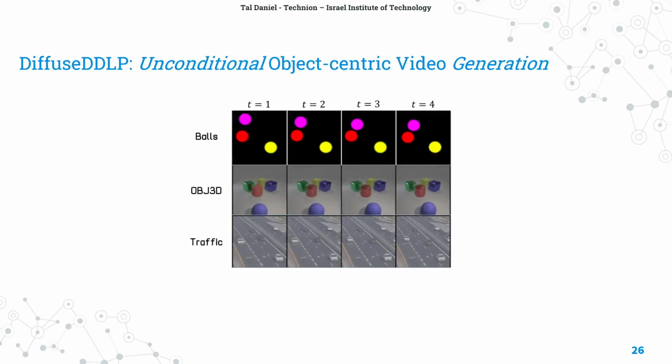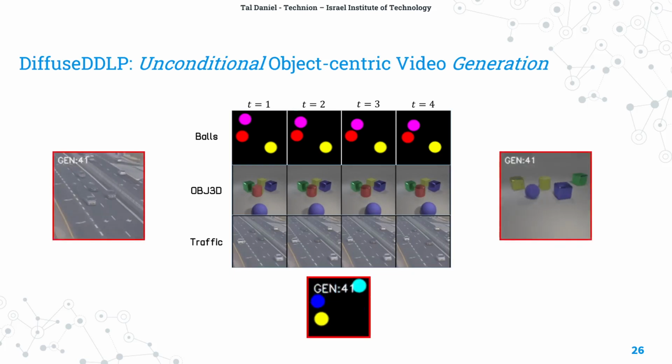Here we can see generation results of the first tau frames represented as latent particles by the DDPM of Diffused DDLP, where here they are decoded to pixel space with DDLP's image decoder for visualization purposes. And here we can see generated videos.